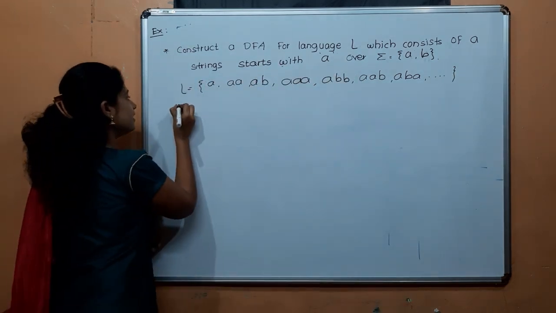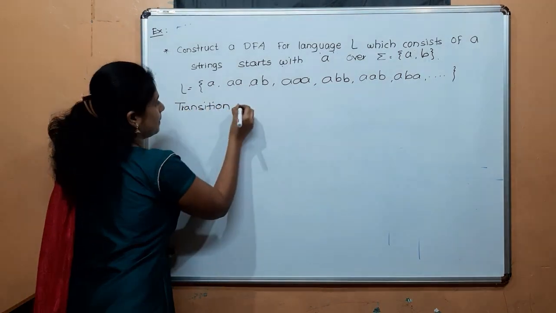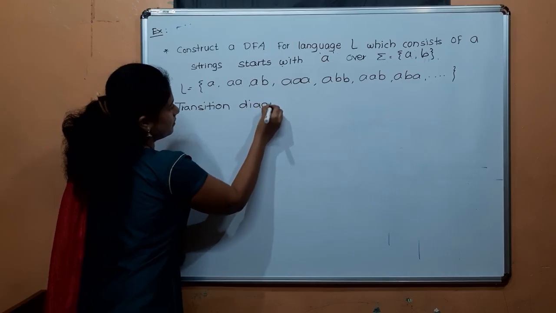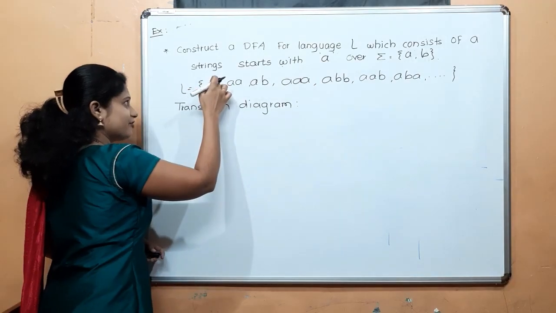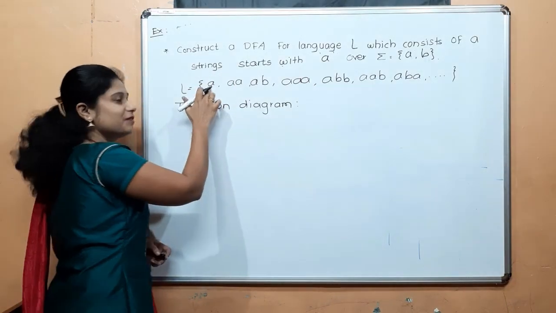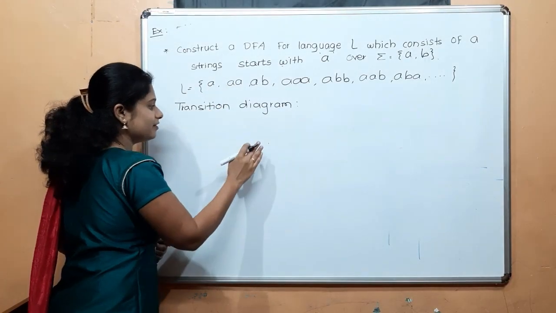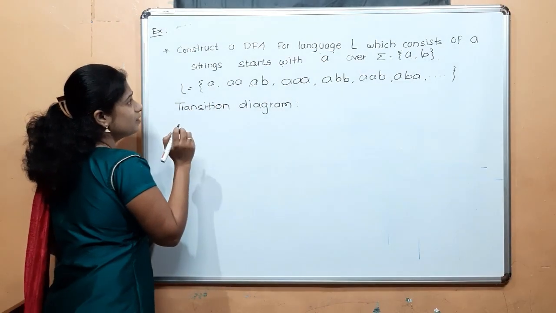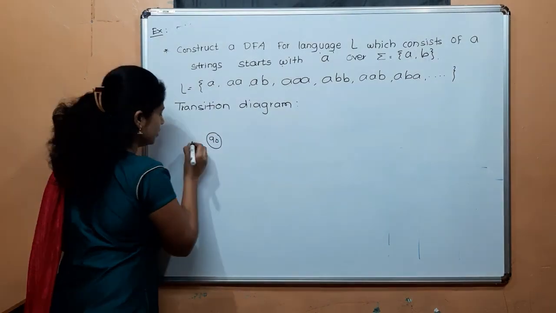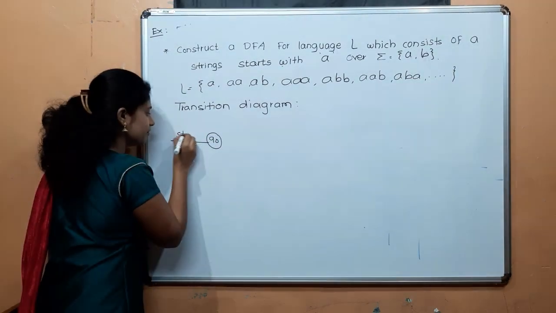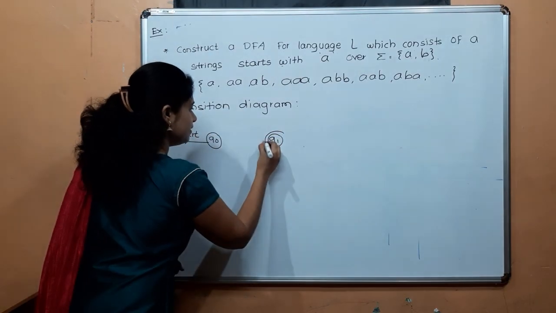Okay. Next, the transition diagram of the given DFA. Now see here, the minimum string is A. Then the length of this minimum string is 1. 1 plus 1 is equal to 2. That's why there are 2 states in the transition diagram. For example, see here, Q0, which is the initial state, then Q1, that is the final state.